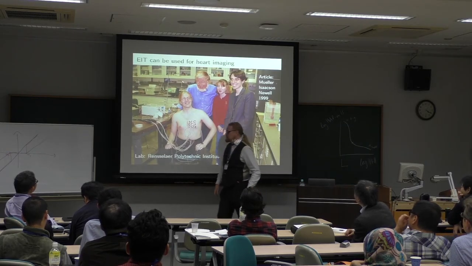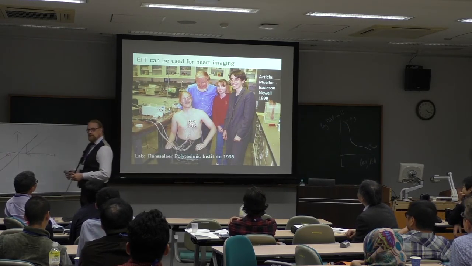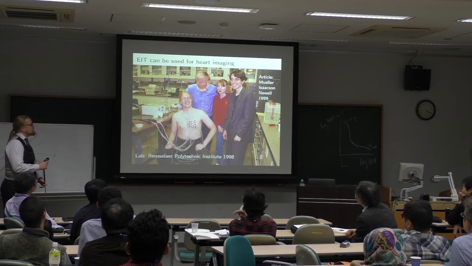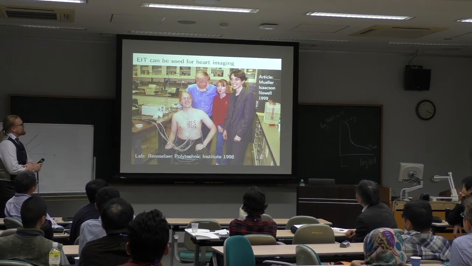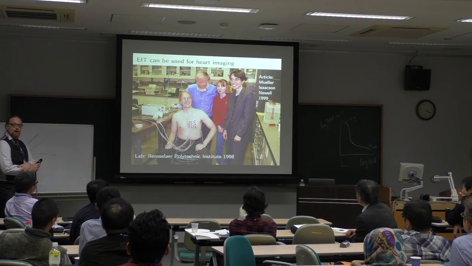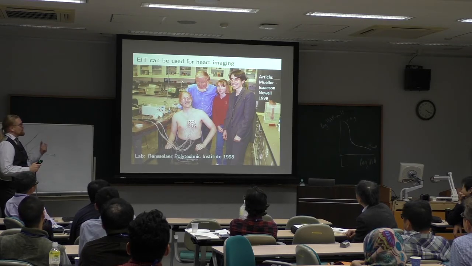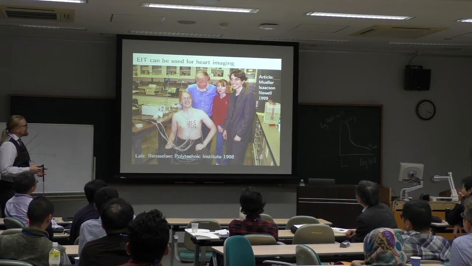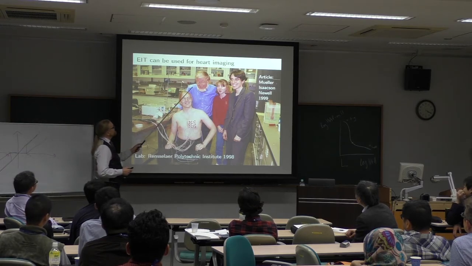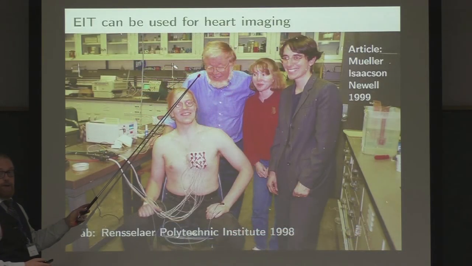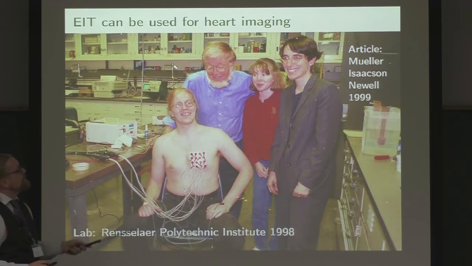Here's a classic image of myself at Rensselaer Polytechnic Institute. This was the first study ever where this 4x4 electrode arrangement was tested over the heart. This is John Newell, an electrical engineer at RPI who built the machine and is a guru. This is Jennifer Mueller, and this is Denise, who was at the time working there, but I think she's not in science anymore.